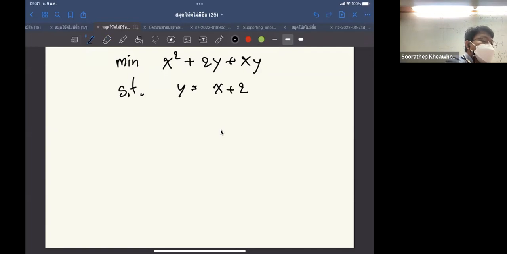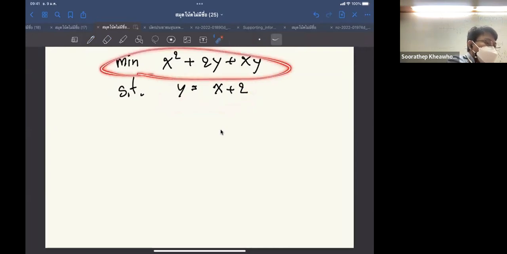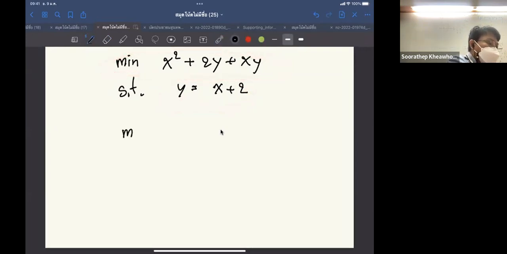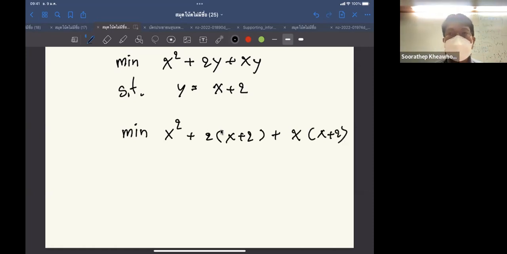So this one can be rewritten as, no need to rewrite. We rewrite this objective function: instead of minimize x squared plus 2y, we substitute y with x plus 2. Okay, and you will have x and x plus 2. Very simple. This way you see that we can remove the equality constraint by direct substitution.